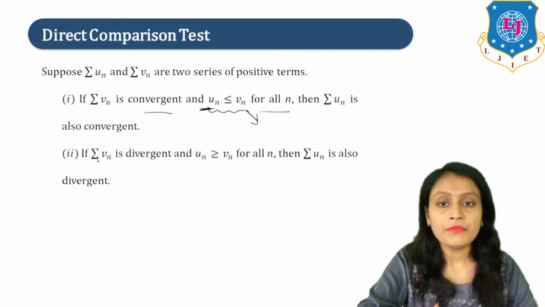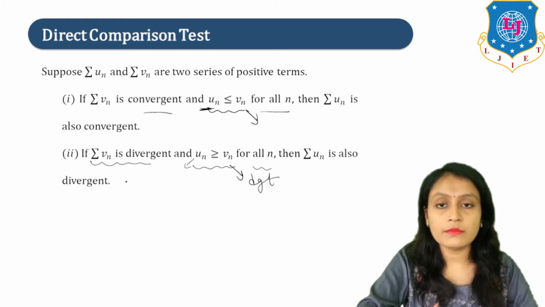Next one. If Σvn is divergent and un is greater than or equal to vn for all n. So here the condition is given in this form, that is un is greater than or equal to vn and this Σvn is divergent, right? So you can say that this series Σun is also divergent by the direct comparison test.